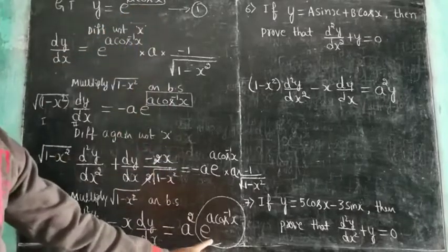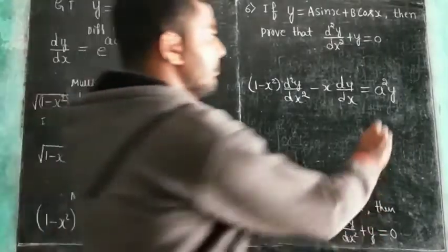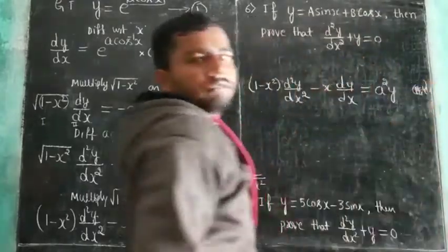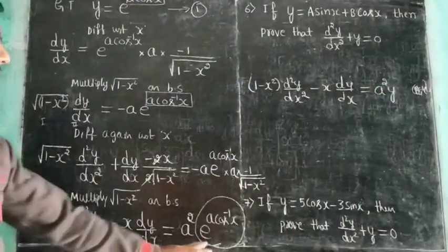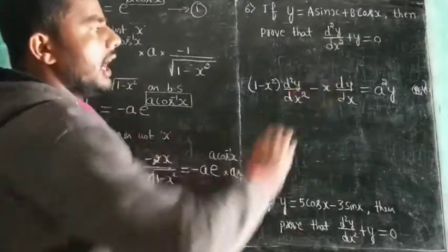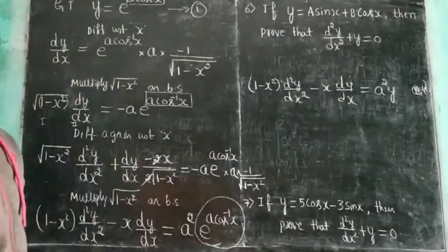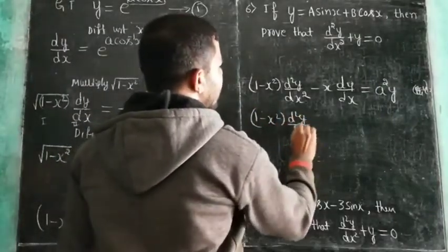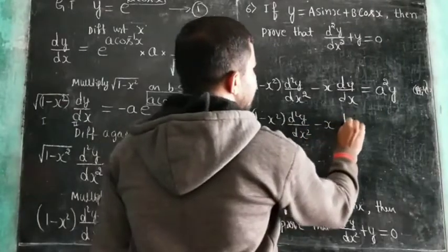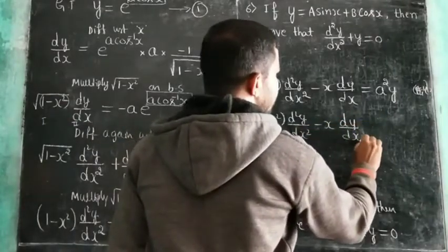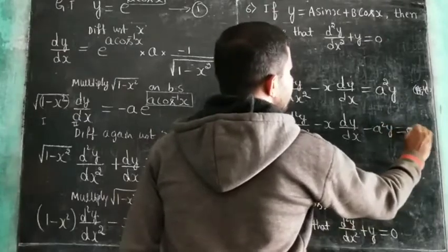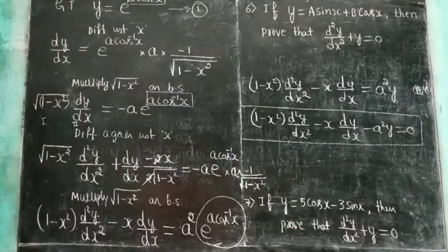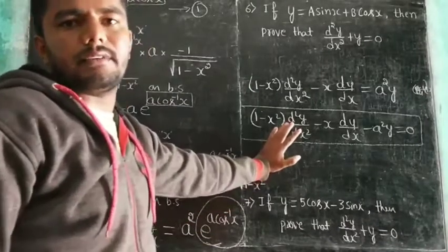So you treat it as y from equation 1, because from equation 1 we take it as y. So take the RHS to the LHS: 1 minus x square into d square y divided by dx square minus x into dy divided by dx minus a square into y is equal to 0. This is the final answer.